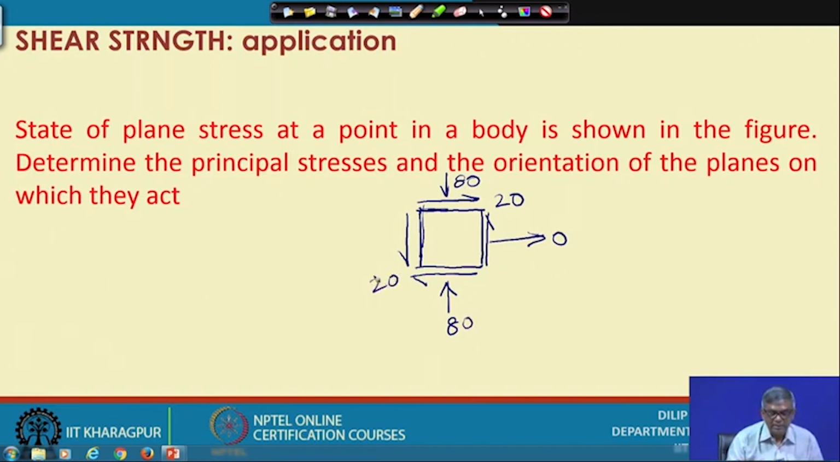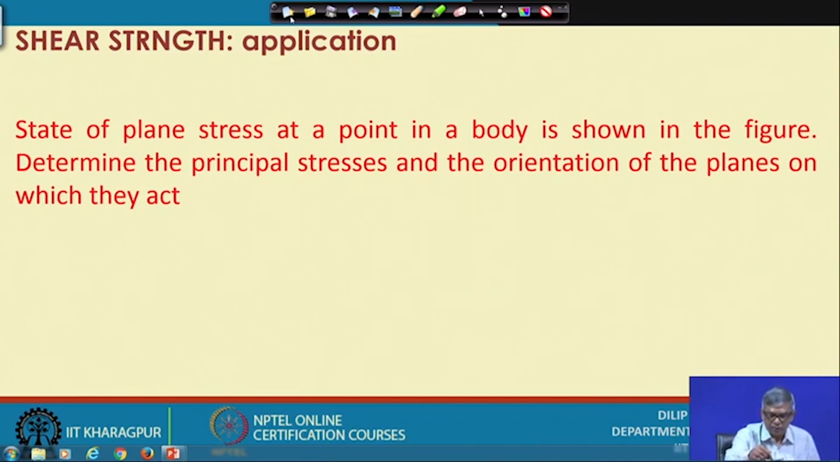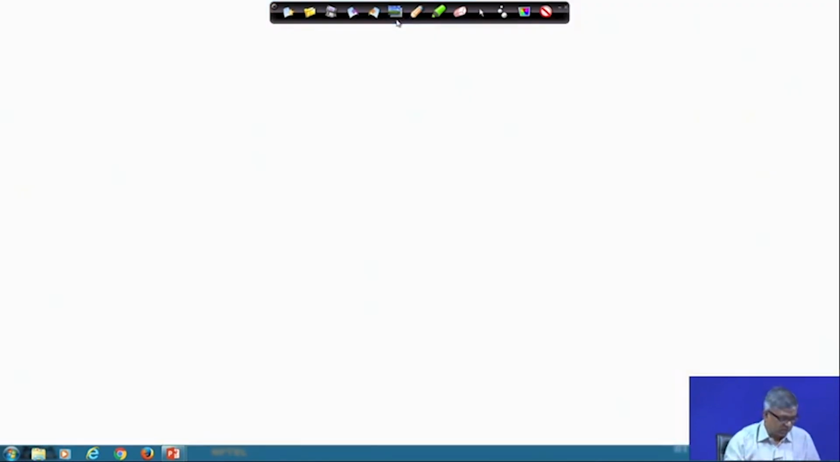State of plane stress at a point in a body is shown in the figure. Determine the principal stresses and the orientation of the planes on which they act. This is a very simple problem. I will list the information given, and then based on it, see how to do it using the Mohr circle, and in combination of the Mohr circle and calculation also I will show you.